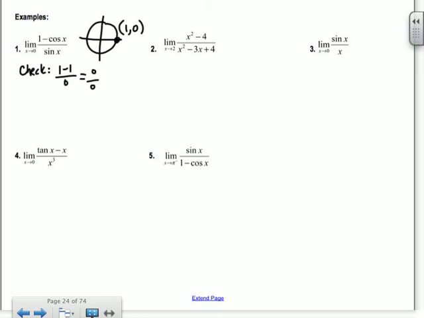So I usually write the limit as x goes to 0 of 1 minus cosine of x all over sine of x. Then I want to somehow write that I've used L'Hopital, so I put an h over the equal sign. Okay, so what's the derivative of the numerator?